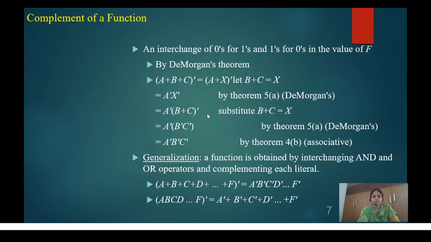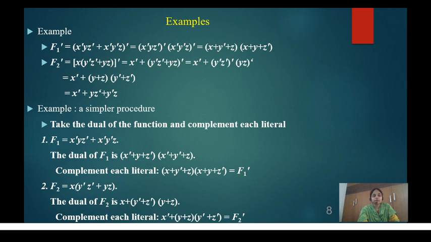The complement of a function is obtained by interchanging zeros for ones and ones for zeros in the value of f. You know De Morgan's theorem: a plus b plus c whole complement is equal to a complement, b complement into c complement, right? You have to split and apply the complement to each and every variable. This can be proven by using this formula. Also, generalization is a function obtained by interchanging AND and OR operators and complementing each literal. And these are some examples to minimize these functions.